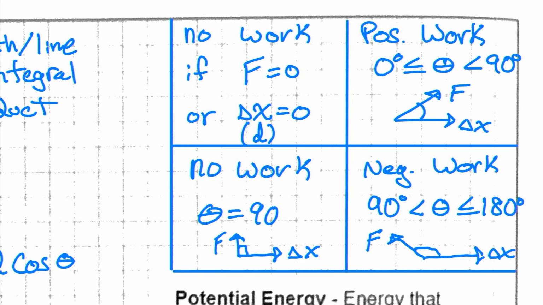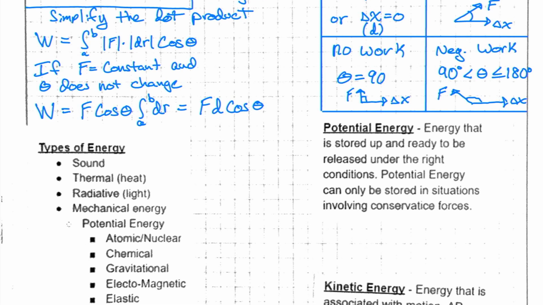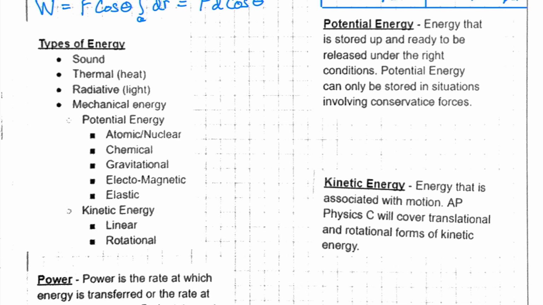All right, let's take a look at different types of energy. The 2 main types of energy that we'll focus on in this class are potential energy, which is energy that's stored up and ready to be released under the right conditions. It has to involve a conservative force. We'll talk more about that in a moment. And the other main type of energy we'll focus on is kinetic energy. That's energy associated with motion. Remember, kinetic energy is somewhat relative because it depends on your frame of reference.